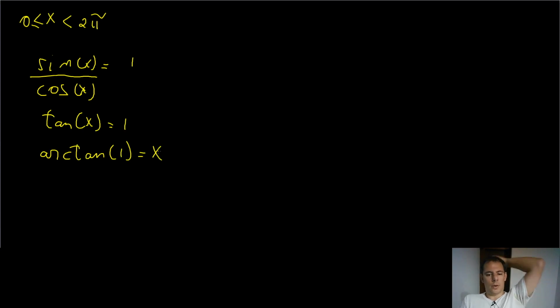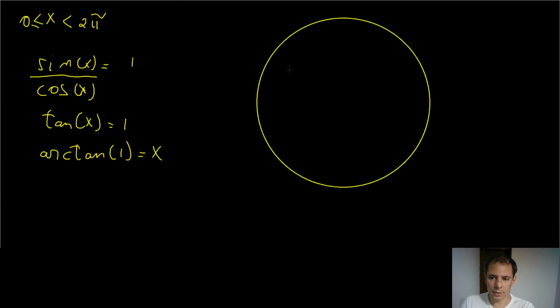Okay. Now, for what values of x do you have a tangent of 1? Well, let's do it again, just for people that don't remember this trigonometric stuff. The tangent is the sine divided by the cosine, okay? So the sine divided by the cosine have to be equal. They're equal at 45 degrees, which is going to be pi divided by 4, okay?